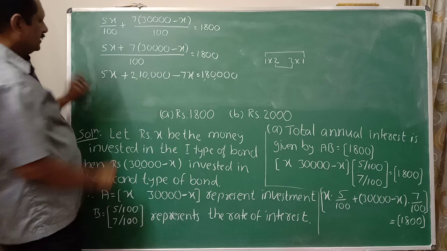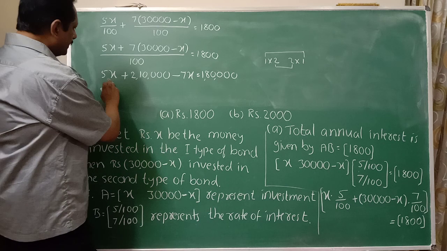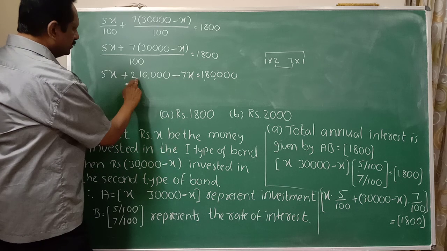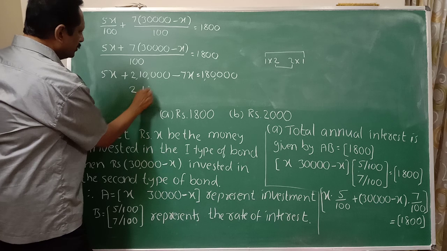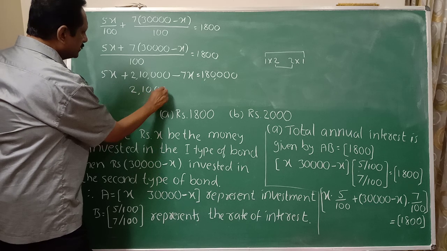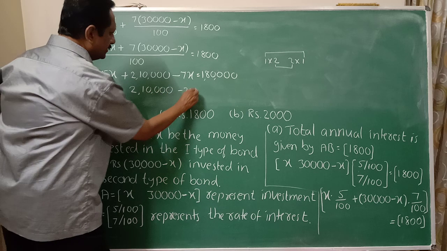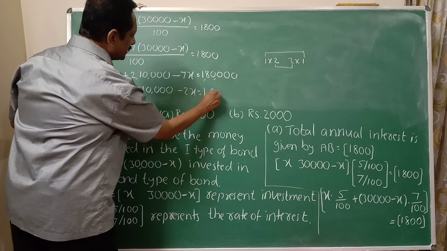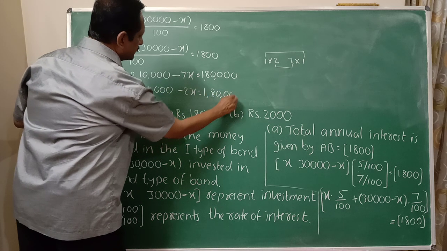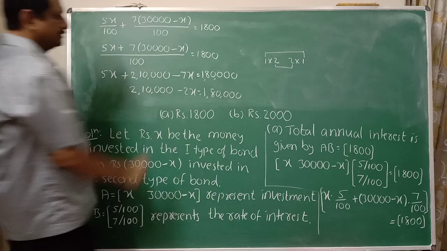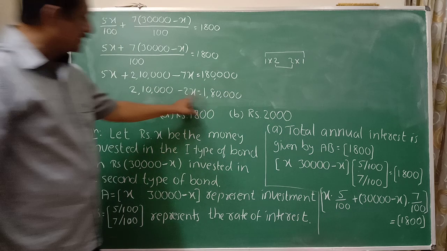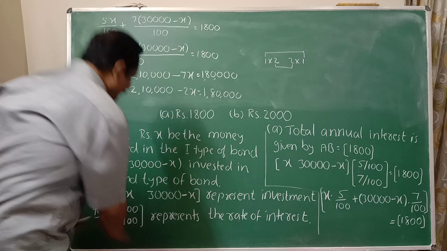Then take 5x minus 7x as minus 2x, so 2,10,000 minus 2x is equal to 1,80,000. Now take 2x to the right hand side.